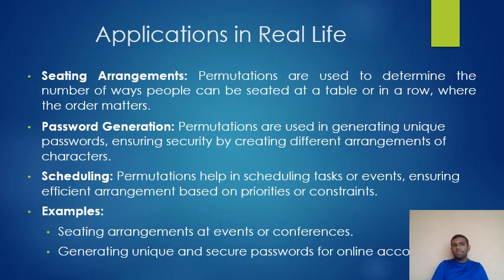Now let us see applications in real life, where permutation is applied in real-life scenarios. In day-to-day life, how do we use permutation? Seating arrangements. Permutations are used to determine the number of ways people can be seated at a table or in a row, where the order matters. Where the order matters, you can use permutation formulas to determine in how many ways people can be seated at a table, like the 4-member table we saw, or in a long row. Password generation is also there.